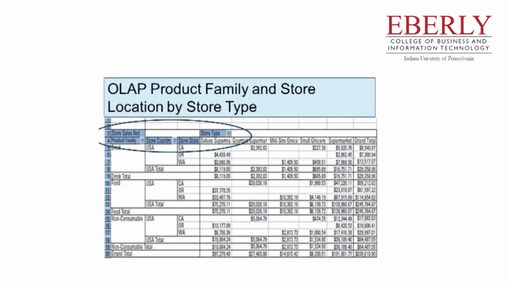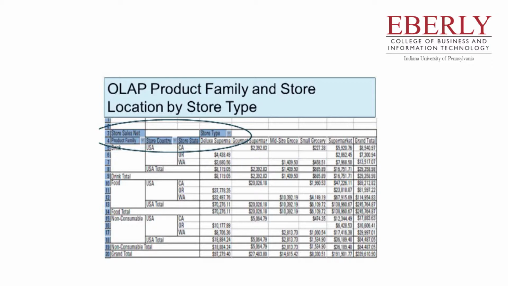To the horizontal display, product family sales are now broken out by store location. The report shows that the sample data only includes stores in the US and only in the western states, which are California, Oregon, and Washington. With an OLAP report, it is possible to drill down into the data. This term means to further divide the data into more detail.